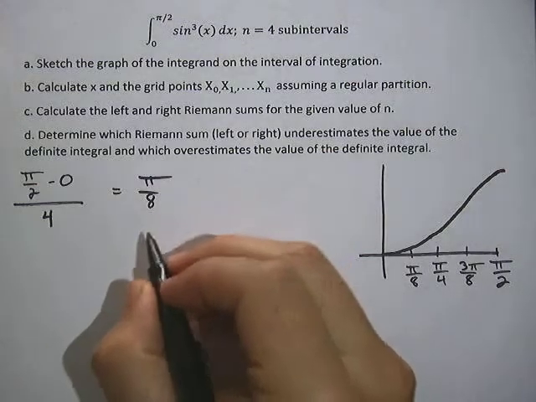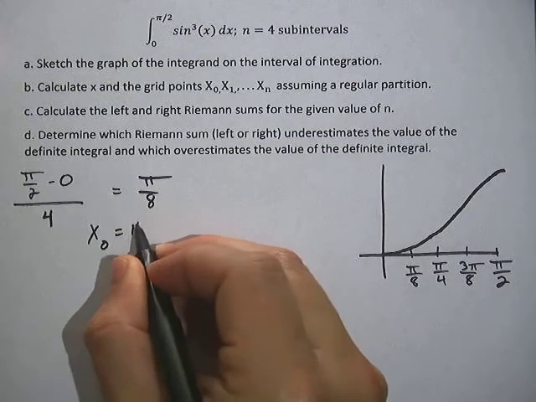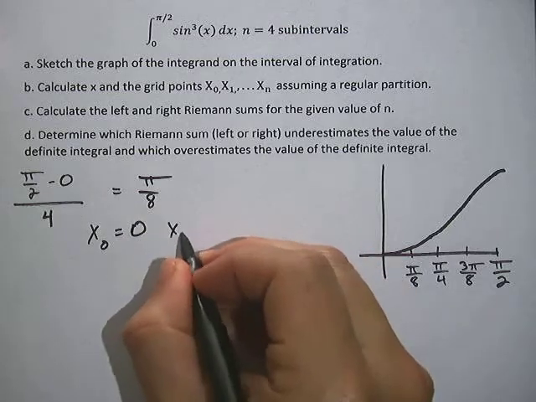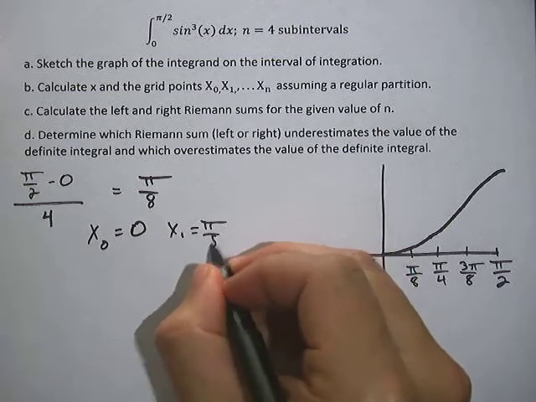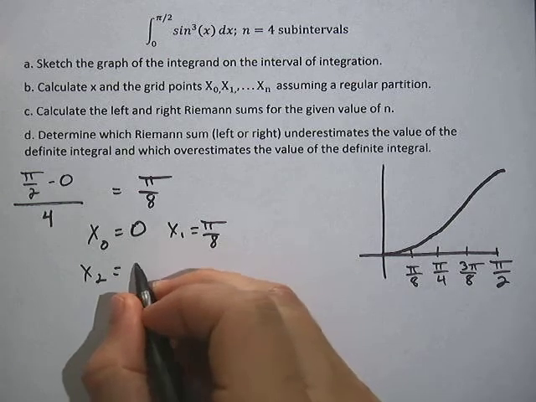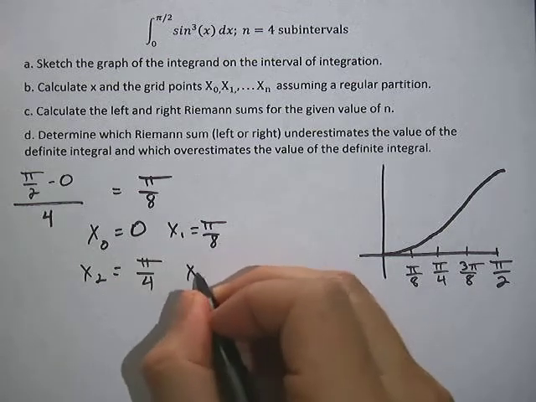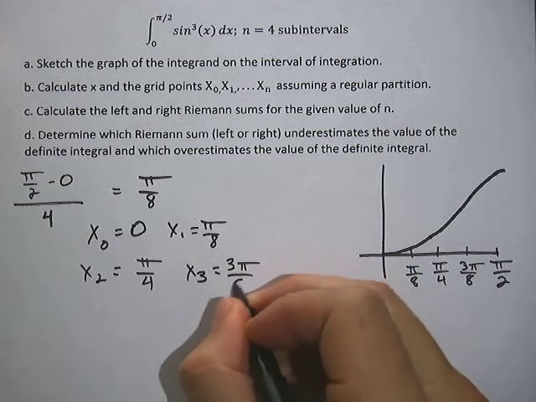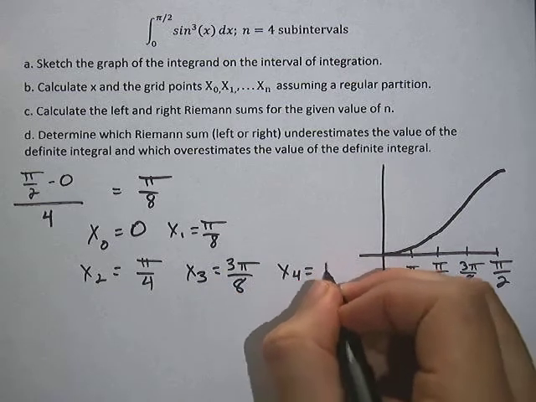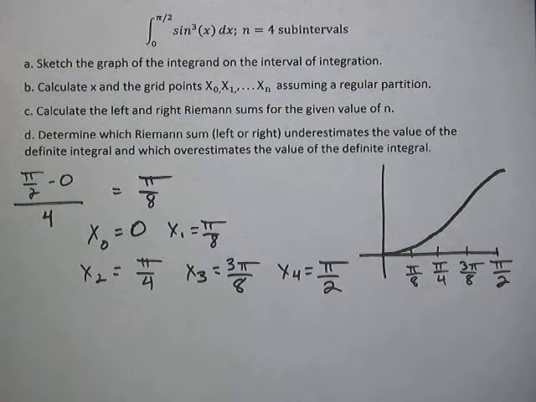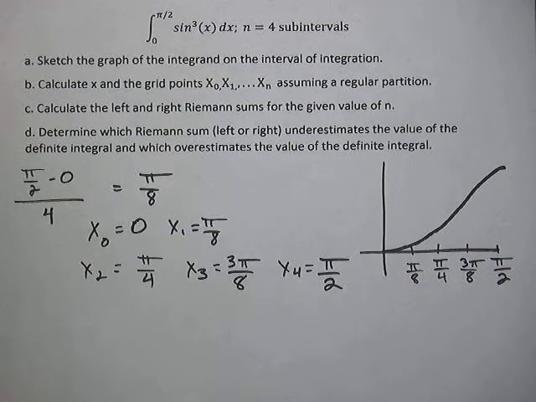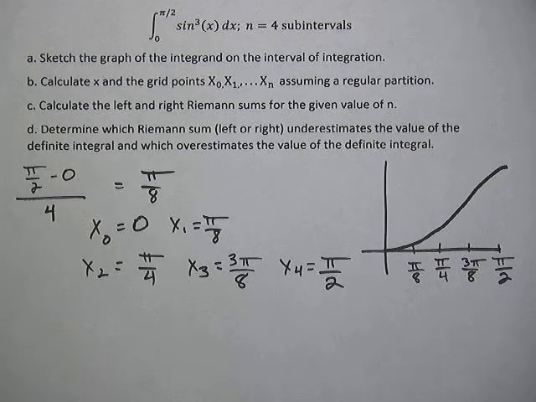Okay, so our grid points are: x sub 0 is equal to 0. x sub 1 is equal to pi over 8. x sub 2 is equal to pi over 4. x sub 3 is equal to 3 pi over 8. And x sub 4 is equal to pi over 2. Those are our little tick marks there. Then part C says calculate the left and right Riemann sums for the given interval. A Riemann sum, basically what we're asked to do here, is estimate this using rectangles.